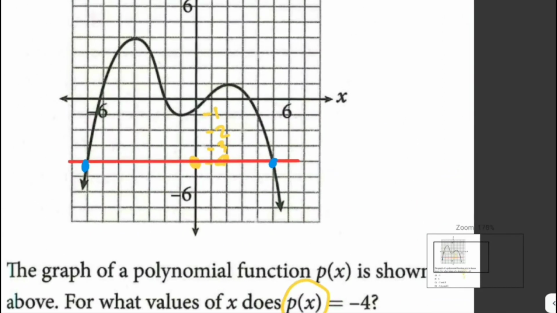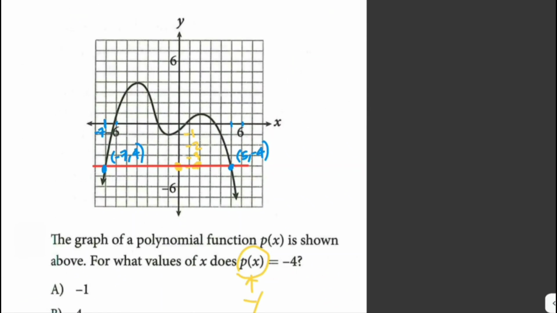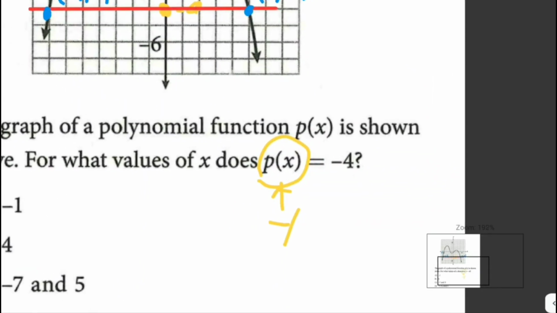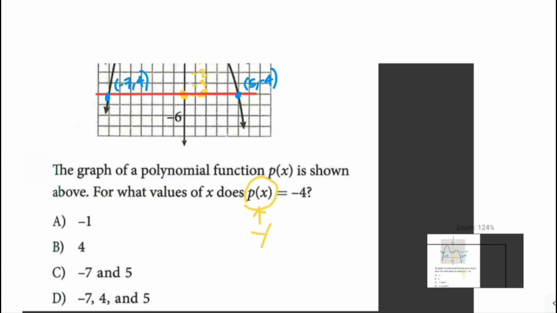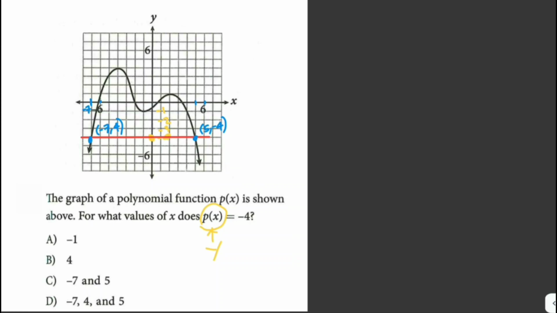So let's take a look at the points. Since this is 6, that means this is 5. So this is 5, -4, and the other one is, since this is -6, this is -7. So this is -7 and -4. So let's take a look at our choices here. Okay, so we have -7 and 5 for our x coordinates when y is equal to -4. So the answer here is letter C.